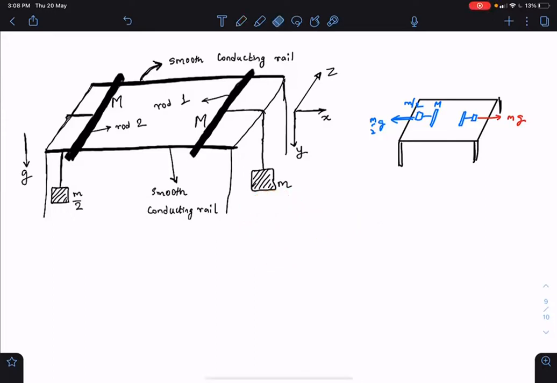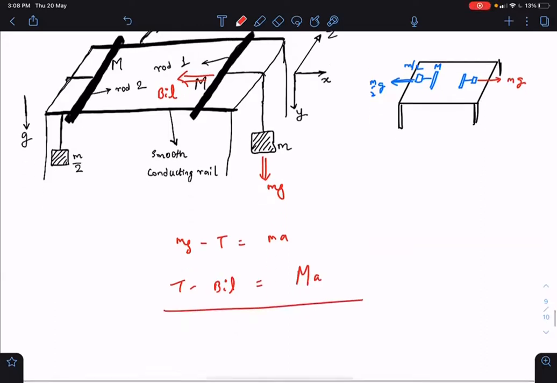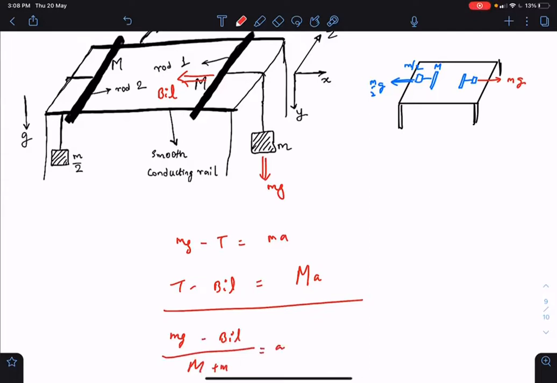Okay, let me explain that to you then. Like you've taken net force as mg by 2. So the thing is, okay, what will happen? Let's say this is mg, and this is some BIL. Okay. So what do you write? Mg minus T is equal to MA, and you write T minus BIL is equal to MA. Any doubt up till now? No doubt here, sir. So now you add, so you get mg minus BIL divided by m plus m is equal to A.